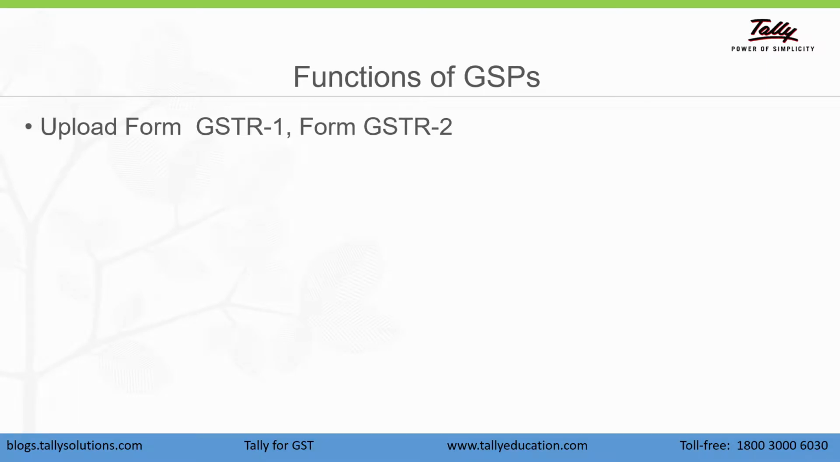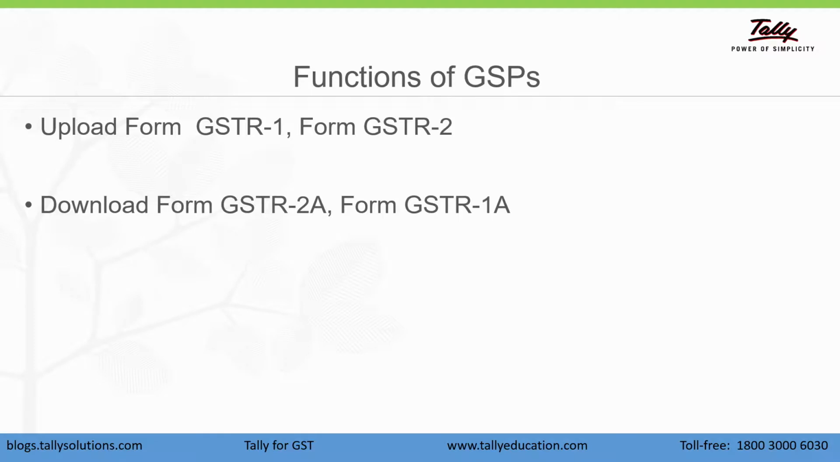GSPs will assist taxpayers to upload Form GSTR1 containing details of outward supplies in a month based on their sales registers, and Form GSTR2 which shows the details of inward supplies in a month based on their purchase registers. GSPs will assist taxpayers to download Form GSTR2A which shows the auto-populated details of inward supplies in a month based on Form GSTR1 filed by suppliers of the taxpayer.